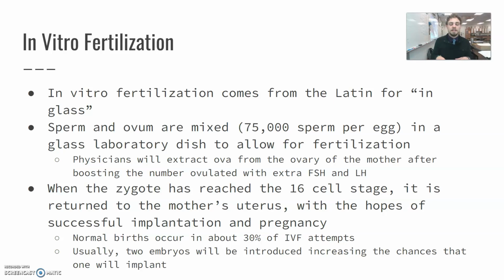But here in the United States, now they only allow for 2 embryos to be introduced into the uterus in the hopes that one will implant. So you've got 2 in there, and each of them has a 30% chance of being successful. So it's very likely that you're actually going to be able to get one to implant just because the technology has progressed far enough to make that fairly feasible.